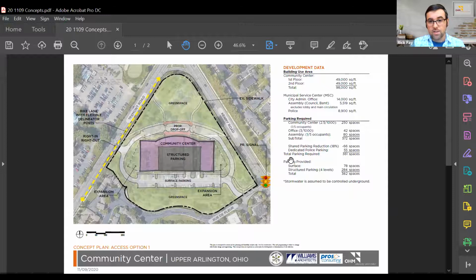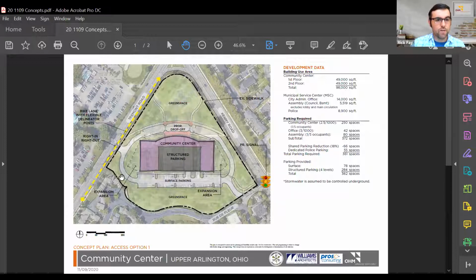Parking provided in this concept, with the surface spaces utilizing most of the existing south parking and some parallel parking along the north side, is 78 spaces. And then there's a 4-level parking structure embedded within this footprint. That's 284 spaces, so that's a total of 362. That hits pretty much right on the money for the parking.